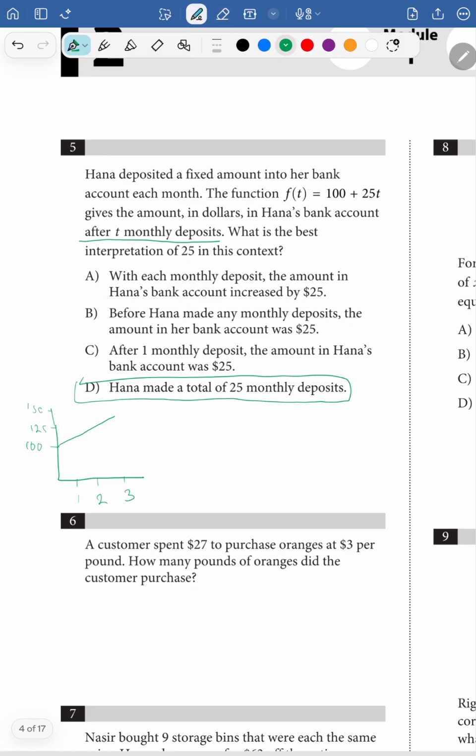Choice C says, after one monthly deposit, the amount in Hannah's bank account was 25. That is also not true. Because, remember, T is the amount of monthly deposits. So if we were to replace T with 1, we would get f of t.